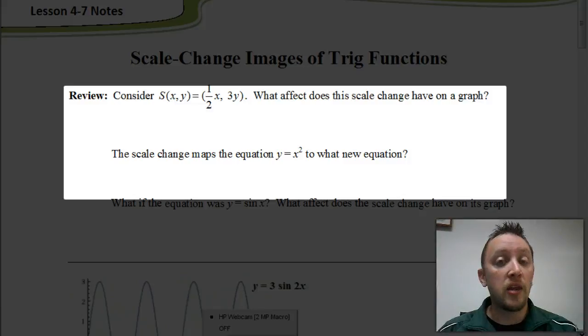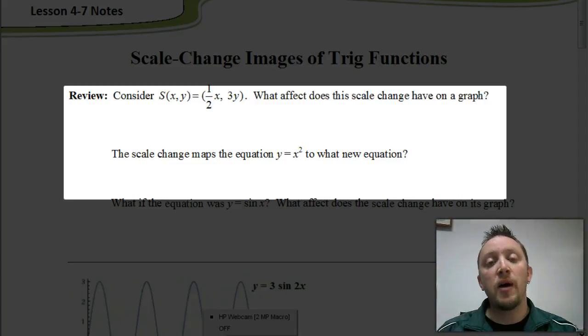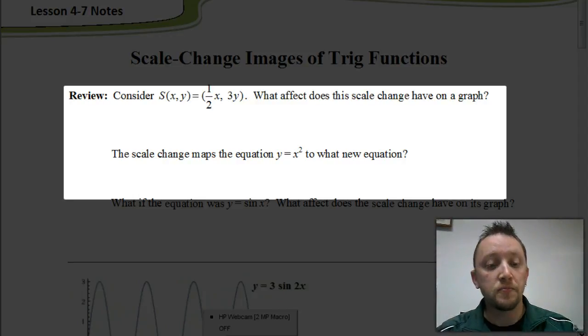So I want you to take a second and think what's going on. Are you thinking about it? Well, here's what you should have thought of. You should be thinking that horizontally, in this case, since it's 1/2 x, the graph is actually being shrunk horizontally by 1/2, and it's being stretched vertically by 3.